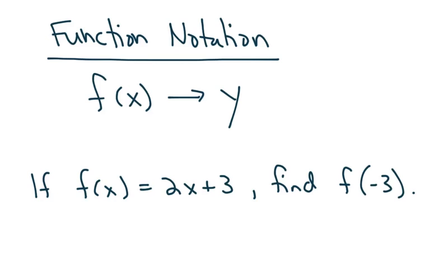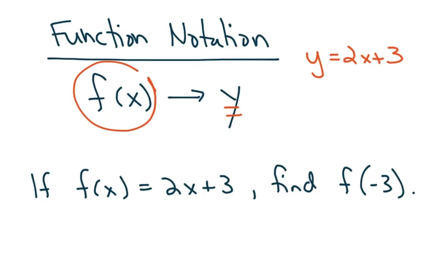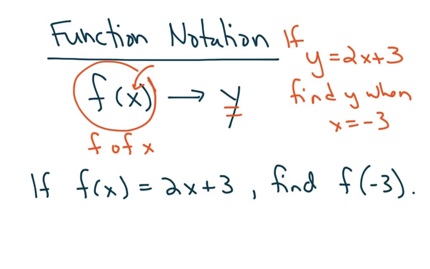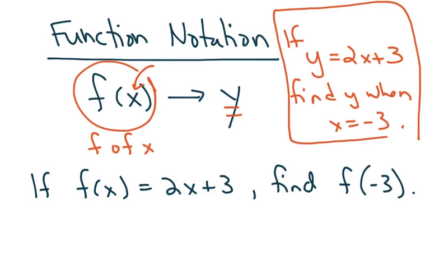Function notation. A lot of times we write equations of functions using this instead of y equals. You're used to equations that say y equals 2x plus 3. This is pronounced f of x. It's another way of writing y. The nice thing about it is that the number that appears in the parentheses is telling you the number to plug in for x. So here's what you got in Algebra 1. You would get a problem like, if y equals 2x plus 3, find y when x equals negative 3. And you would know that you're going to plug negative 3 in for x and evaluate that expression.